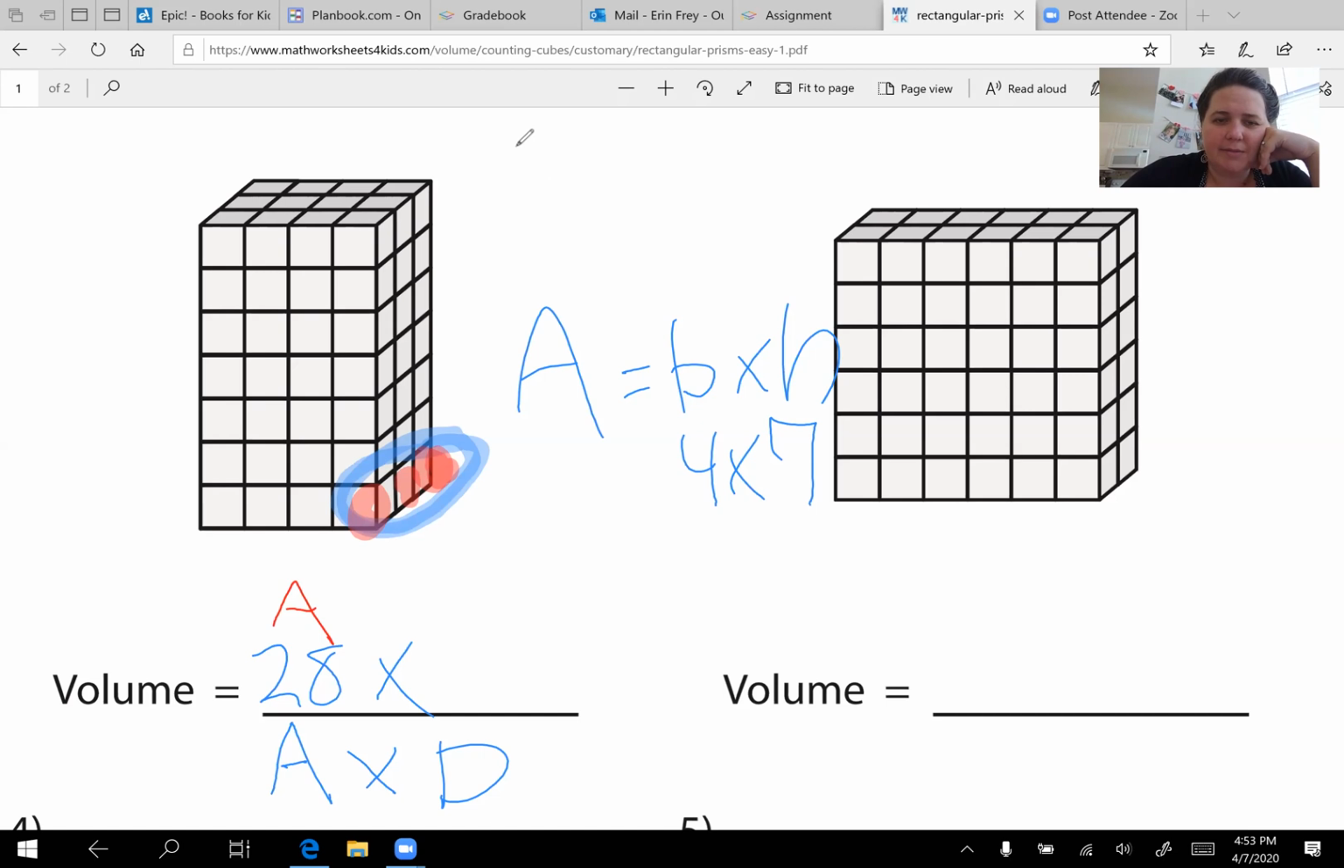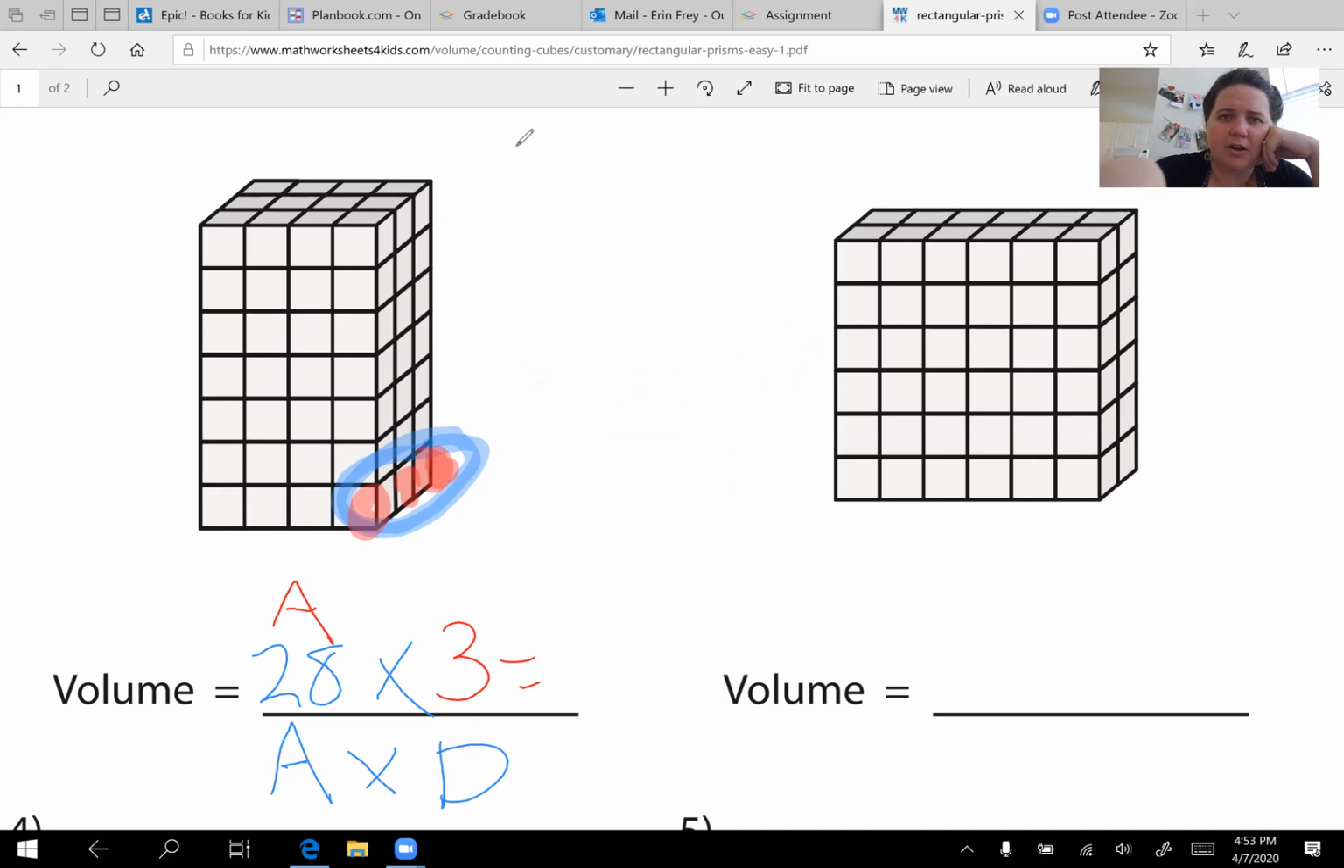28 times my 3 layers equals, well, I don't know my 28s. And I don't know my 3 times 28. That's kind of crazy. So what can we do? We can go into the standard algorithm. Let me erase this. And if I write it in the standard algorithm, vertically, big numbers on top, 28 times 3.